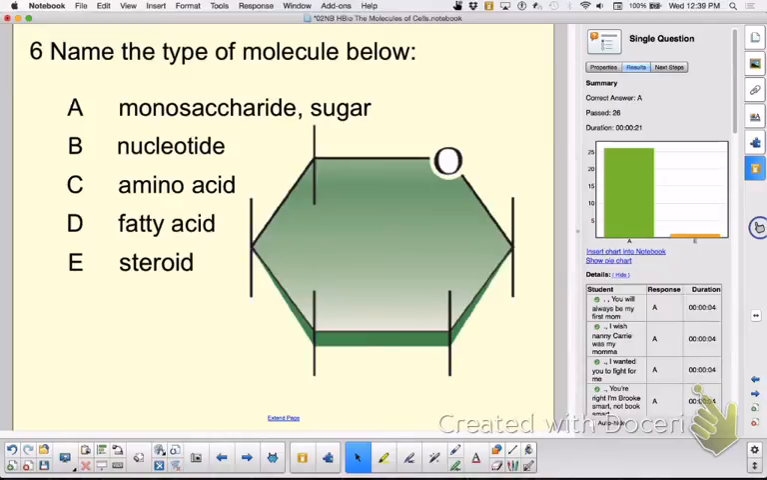Okay, let's help this person who picks steroid. How many rings would we need for this to be a steroid? 4.